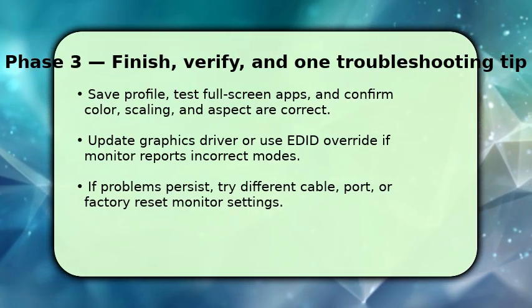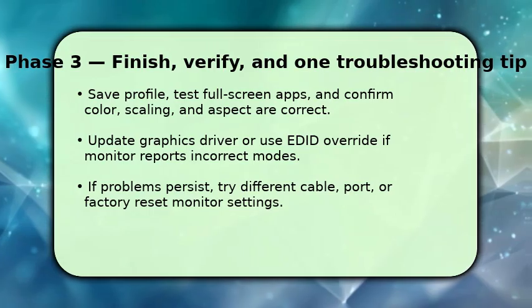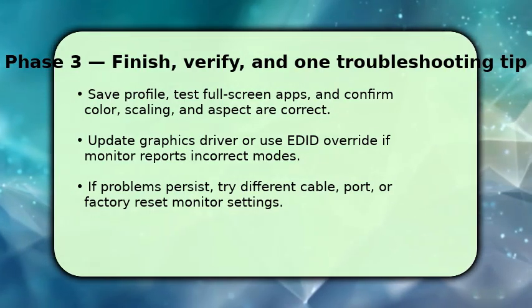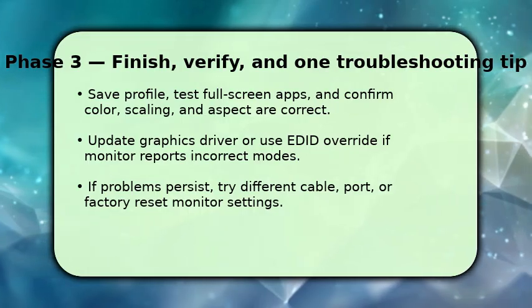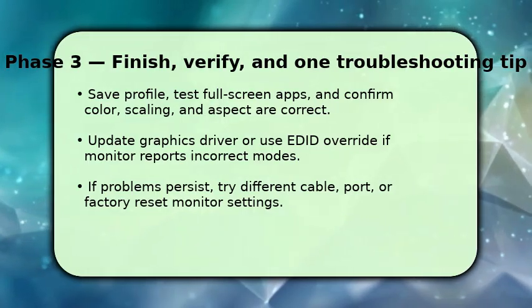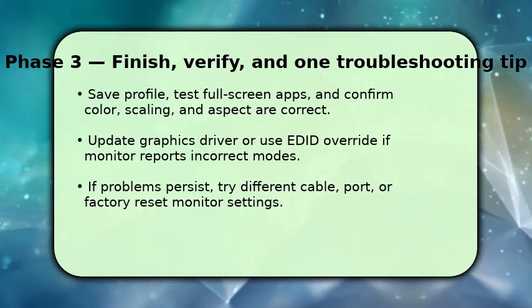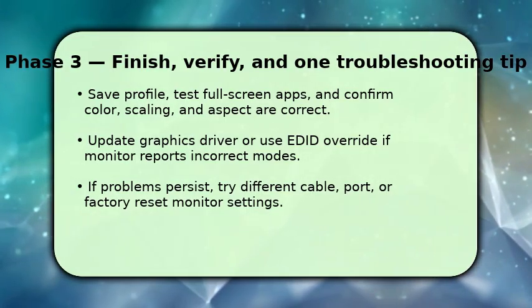If the monitor reports wrong supported modes, retrieve or override EDID in the OS or GPU tool. This fixes false capability reports. If you still see instability, update the GPU driver, swap cable type or port, and reset the monitor to factory defaults. One key troubleshooting tip.